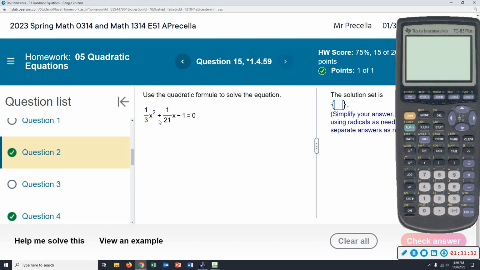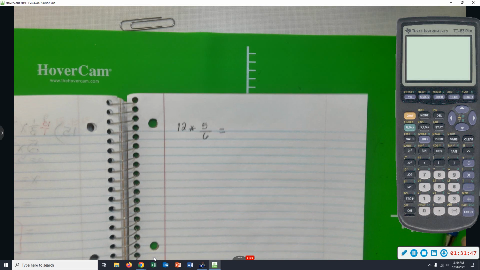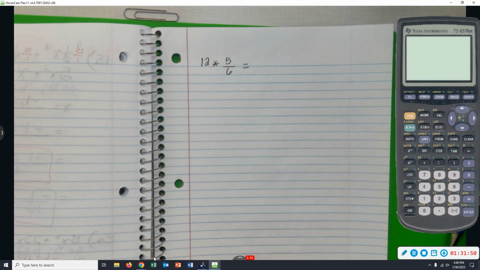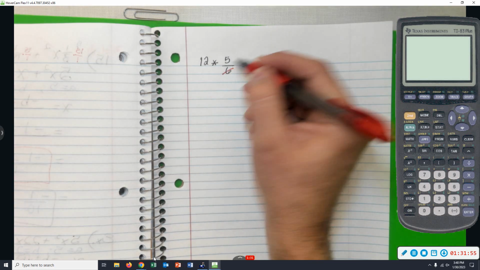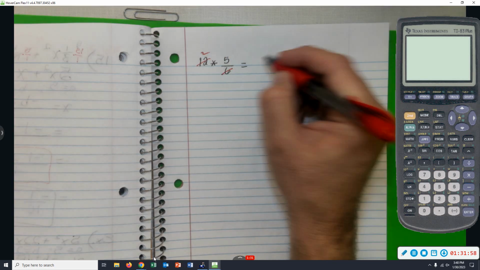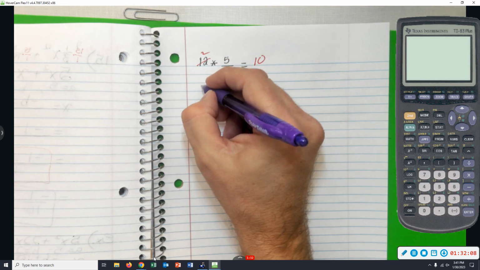Right. And so if we had something like 12 times 5 over 6, do you remember how this cross canceling works with fractions? You could say, okay, 6 goes into 12 2 times, 2 times 5 is 10. Now, we're making the assumption you remember how to do this sort of multiplication where you can cross cancel.